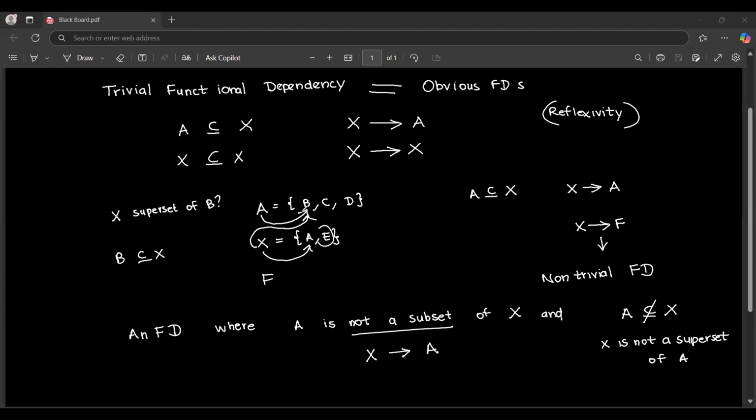So this is what we call a trivial functional dependency. The trivial functional dependency is when you apply reflexivity from Armstrong's axioms. And if you have a functional dependency where X functionally determines A, and A is not a subset of X, then you can say this is a non-trivial functional dependency. Now let's talk about superkeys.